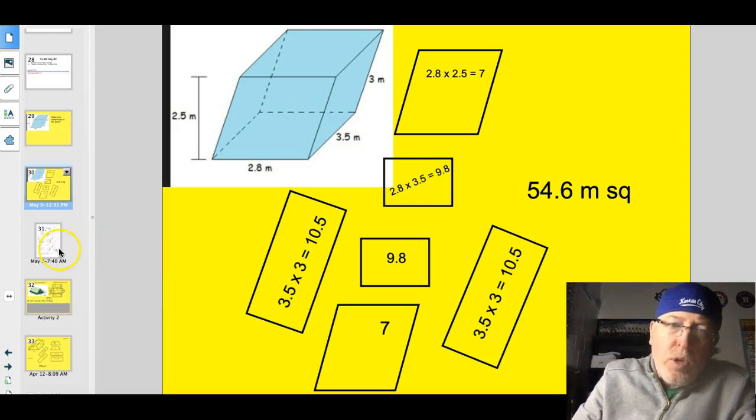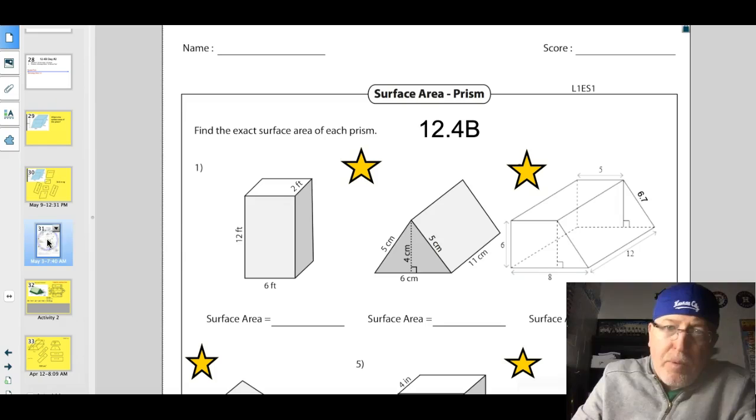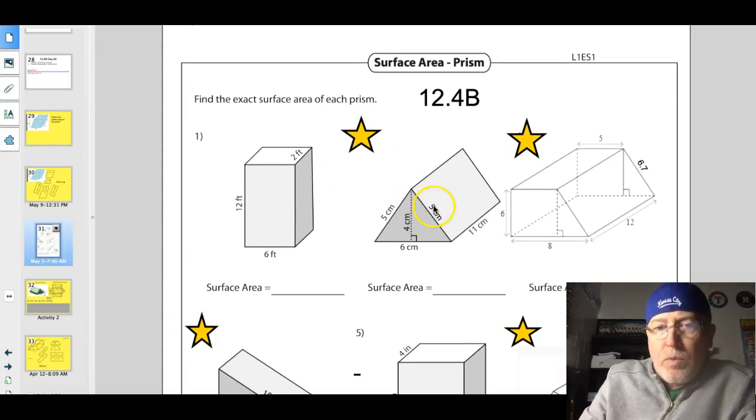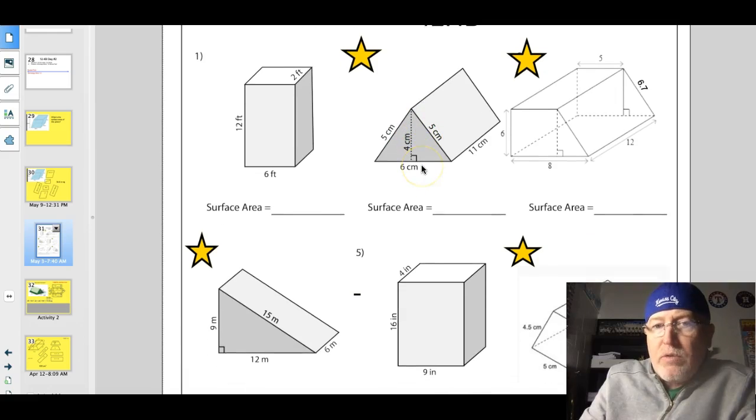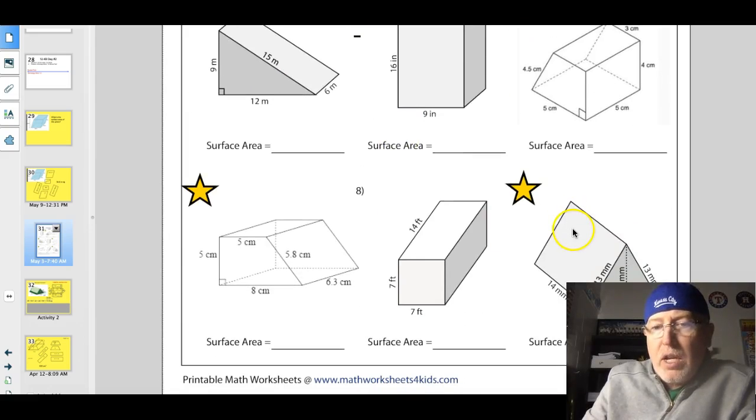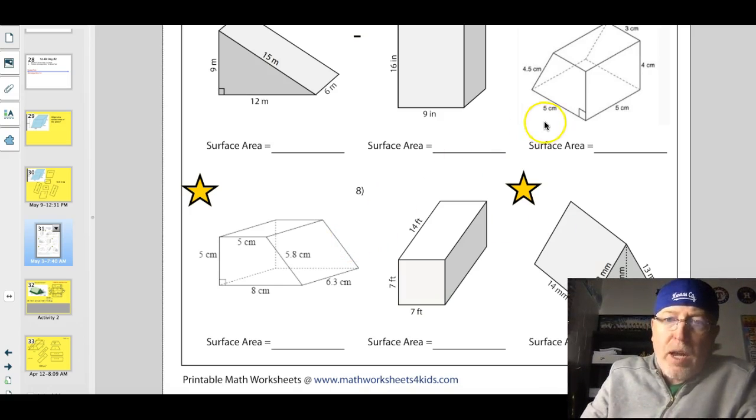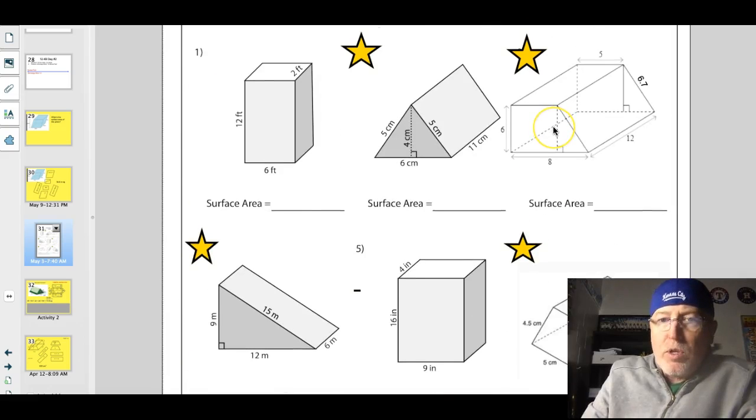You're not going to have to do a parallelogram type of prism today, but you are going to have to do these starred ones. I believe you're going to have 3 of each. Here's 1 triangular prism, 2 triangular prisms, and here's the 3rd triangular prism down here at the bottom where I'm hiding it. And then you're going to have 1 trap, 2 trap, 3 traps.